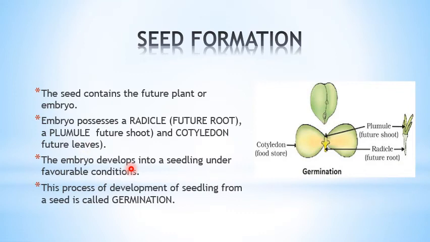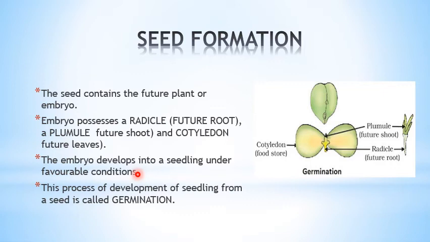The embryo develops into the seedling under favorable conditions. This process of development of a seedling from the seed is called germination. And what are the favorable conditions? An adequate or optimum temperature, and moisture, the water. These are the favorable conditions. If they are not present, the seed will remain in the dormant condition, meaning it is not going to germinate.